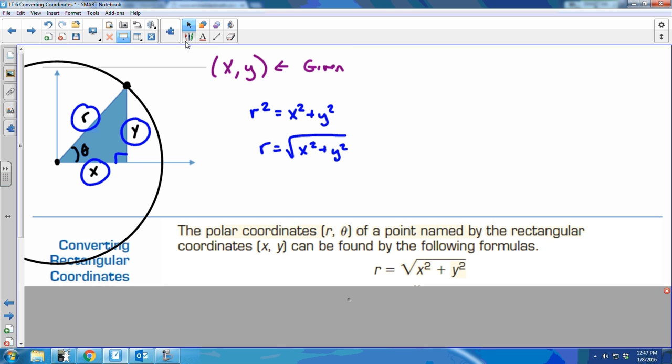If we don't care about r, we're trying to find theta. Let's say if we have x and y, and we want to find theta. I have the opposite side and the adjacent side. So what trig function uses that? Tangent. So tangent theta equals y over x. So how do I solve for theta? I don't want tangent theta, I just want theta. How do I get theta by itself?